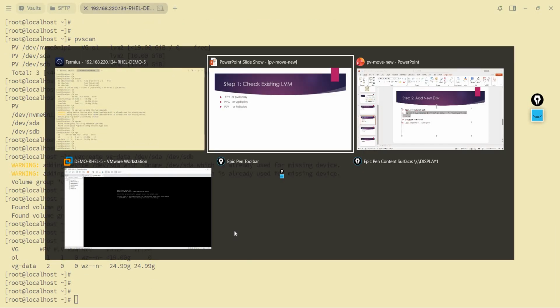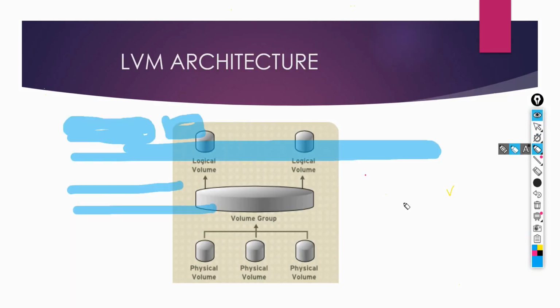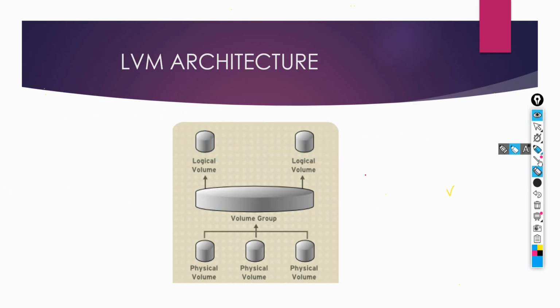Now the diagram representation is as follows. Here I'm taking the two PVs. If you can see here, these two PVs I'm taking, and from these two PVs I'm creating one volume group. Both are related to the same volume group.